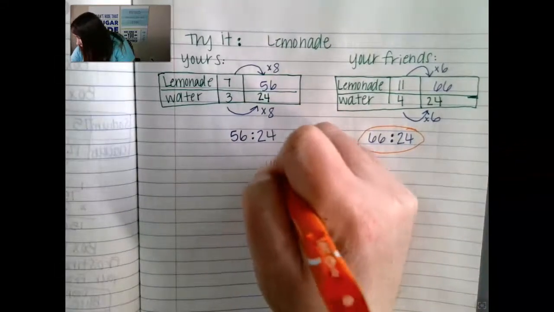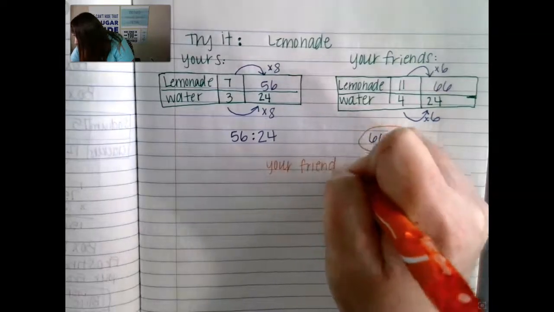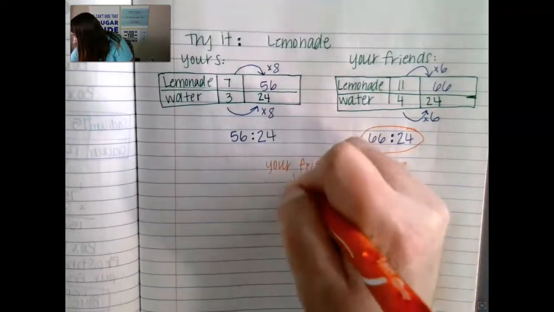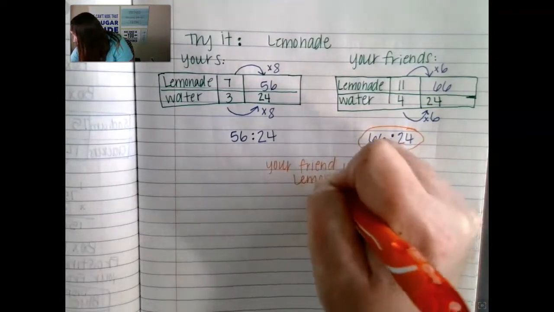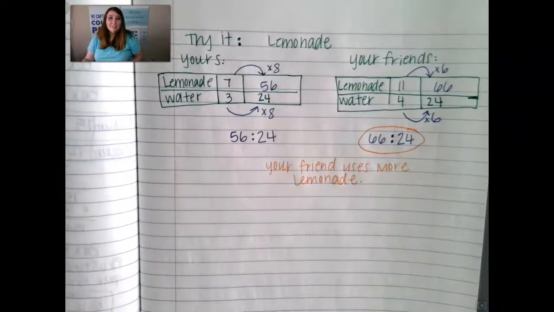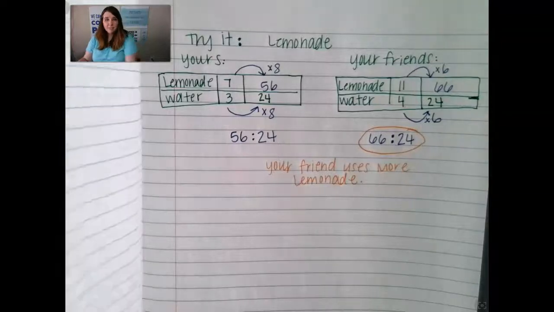So your friend uses more lemonade. It just means that theirs is probably more tart than yours. You probably have sweeter lemonade. Theirs is probably a lot like bite you in the face lemonade.